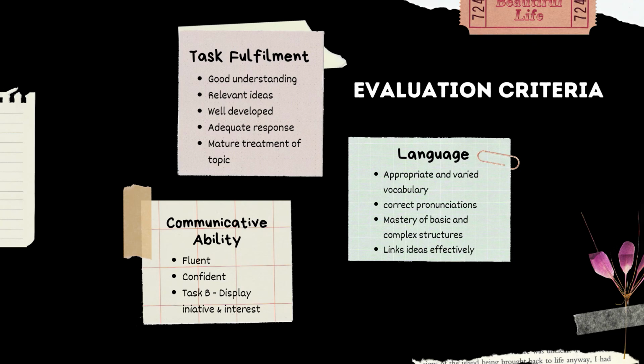Then we will have the language. You'll be evaluated on your language, and we will look at your appropriate and varied vocabulary use. It's not enough to just use simple vocabulary. If you aim to get a higher band, you need to use the correct word, and the word has to be appropriate to the context and varied. So it is advisable not to use the same words again and again. Try to vary your vocabulary usage, and you can aim for a higher band.